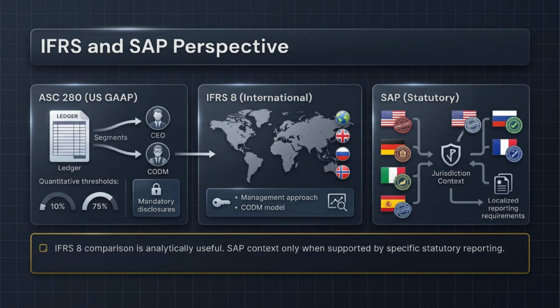Both use the management approach, both focus on the CODM concept, and both identify operating segments based on internal reporting. That makes IFRS 8 a good comparison point for cross border analysis. SAP is different. Statutory accounting should not be forced into a direct ASC 280 comparison unless the specific statutory reporting context supports it. For this course, the safe memory rule is IFRS 8 broadly comparable, SAP only with careful context.